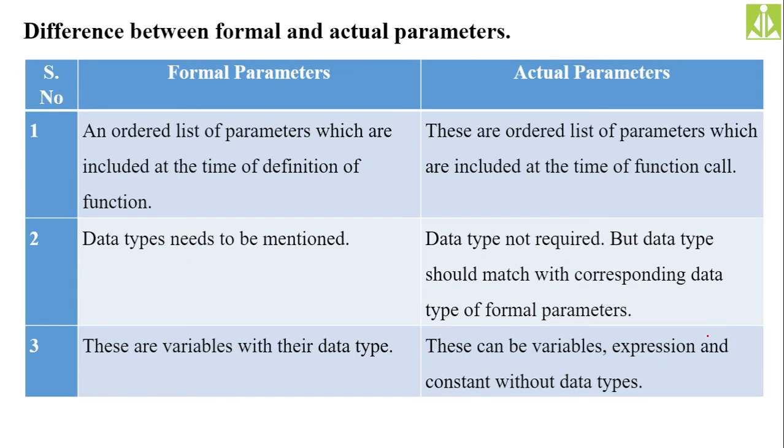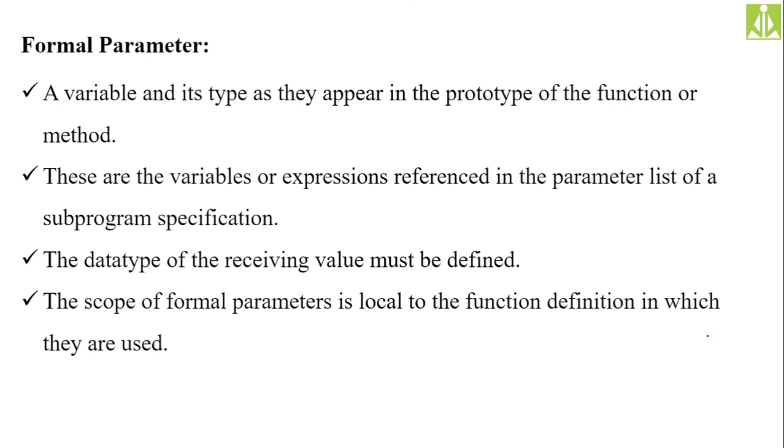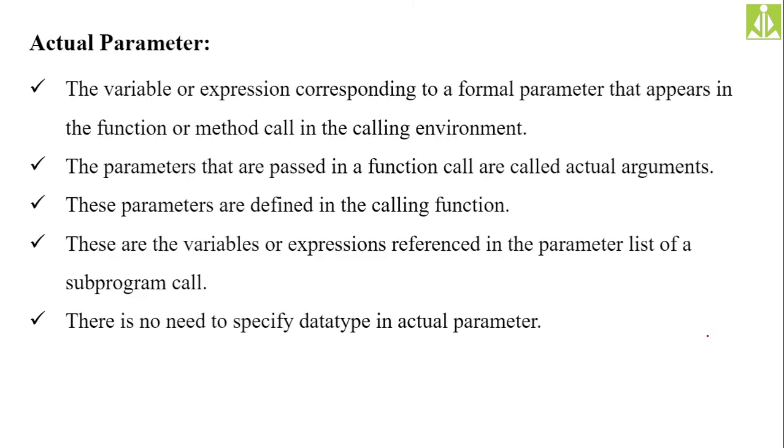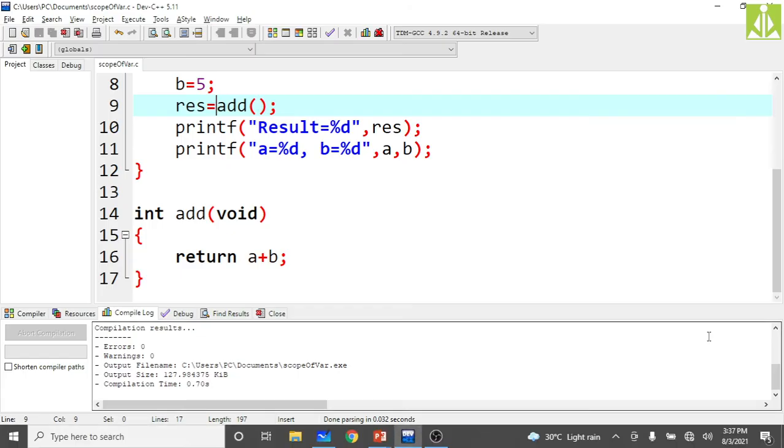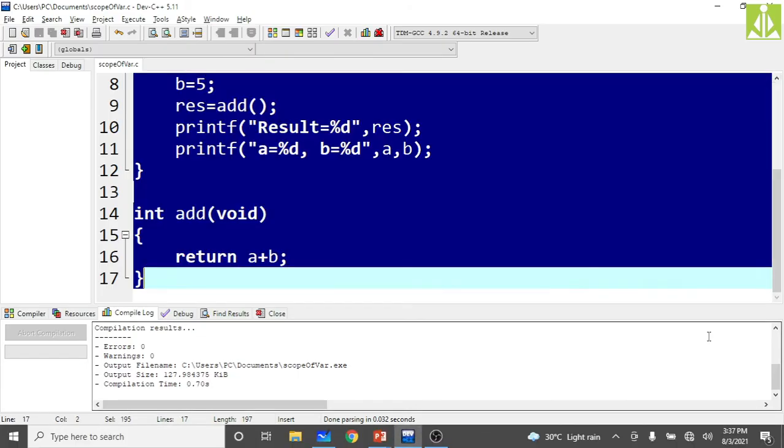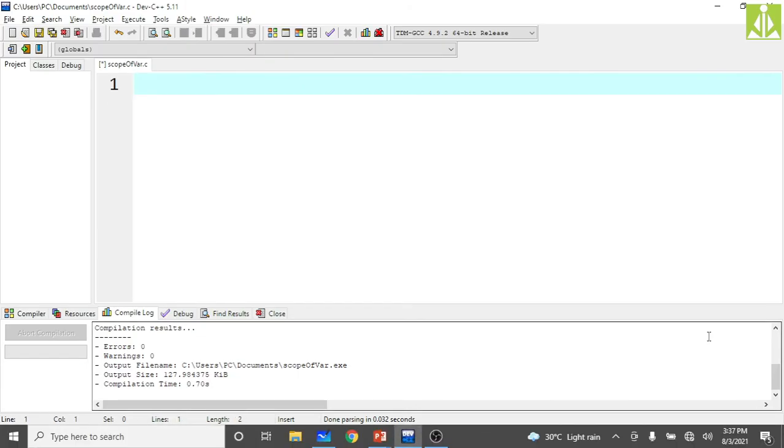Okay, to explain these actual and formal parameters, we need to discuss one example, and with that we will conclude the discussion, and in tomorrow's session we will discuss the interfunction communication. Let's quickly go and see the example with that same program. Or else we can go for a new program.